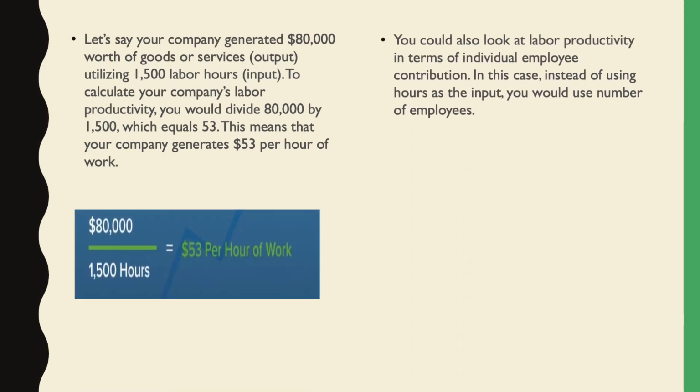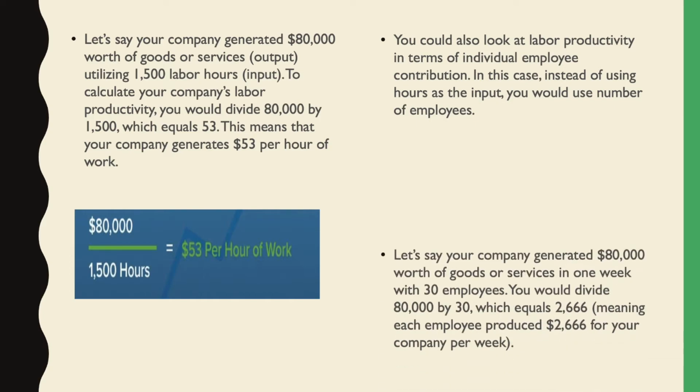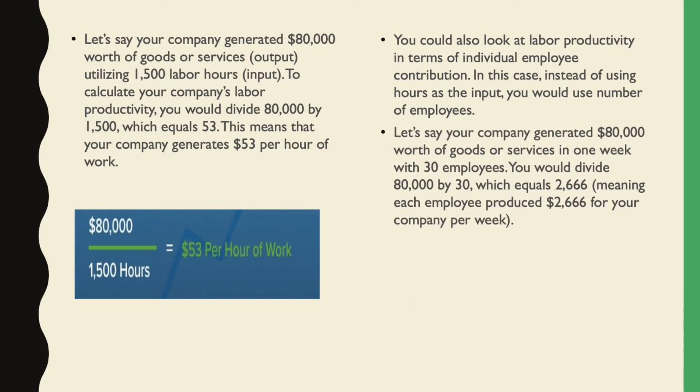You could also look at labor productivity in terms of individual employee contribution. In this case, instead of using hours as the input, you would use number of employees. Let's say your company generated 80,000 worth of goods or services in 1 week with 30 employees. You would divide 80,000 by 30, which equals 2,666, meaning each employee produced 2,666 for your company per week.